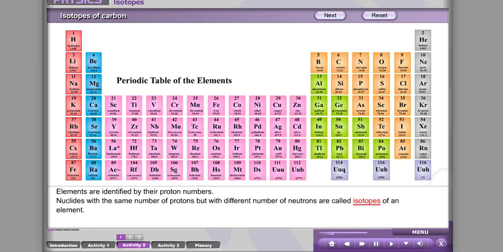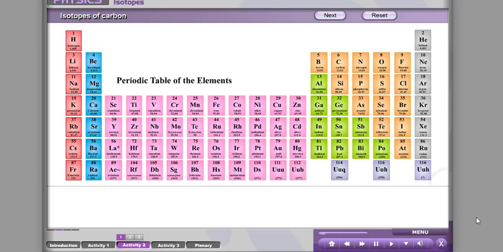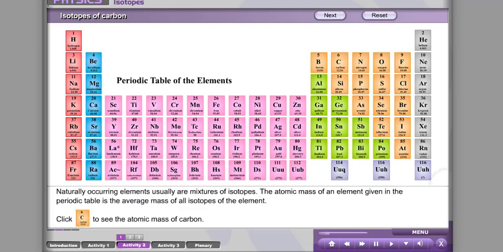Elements are identified by their proton numbers. Nuclides with the same number of protons but with different number of neutrons are called isotopes of an element. Naturally occurring elements usually are mixtures of isotopes. The atomic mass of an element given in the periodic table is the average mass of all isotopes of the element.